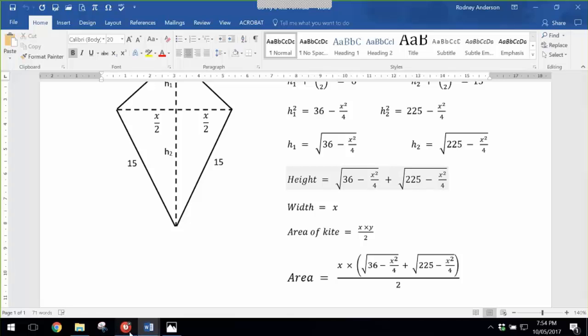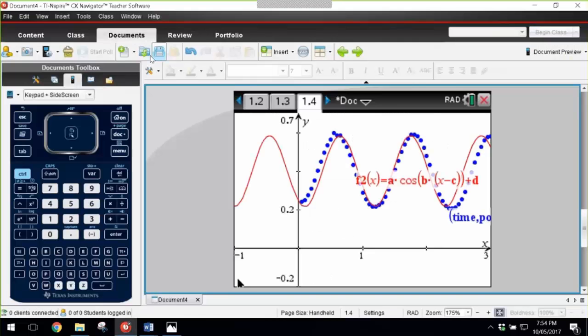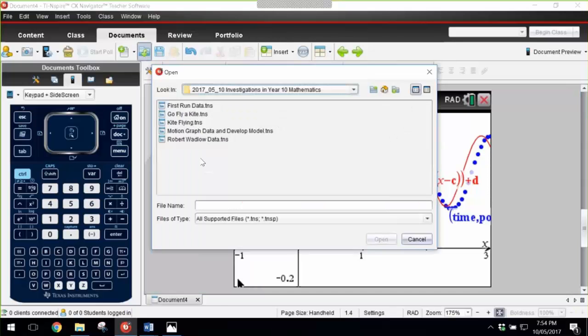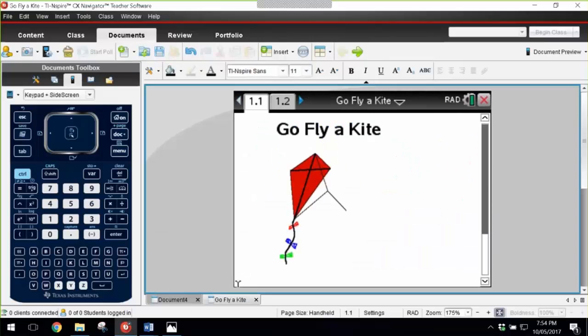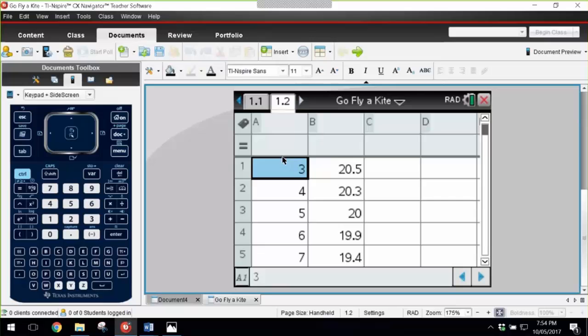So I've got a calculator that can do it. Yes, you've got the calculator, yes. So what I can do is go fly a kite, as you see there, and we've got a lovely picture, and we've got the data. So what I've got here is actually the width.